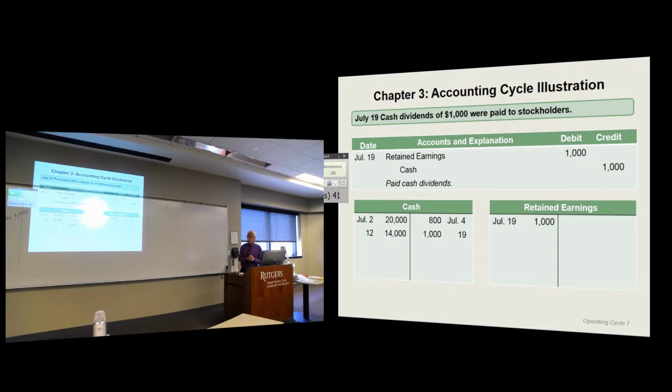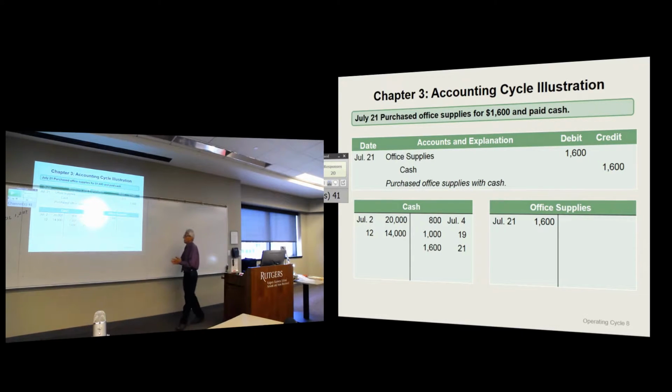Okay, and finally, we buy office supplies. It's an asset. They are not used up yet. They have future economic benefit. In some cases, you will debit the expense if you buy them and use them at the same time. In this case, they're unused, so they still have asset value. Debit the asset to increase it, 16. Reduce the asset cash by 1,600 by a credit.